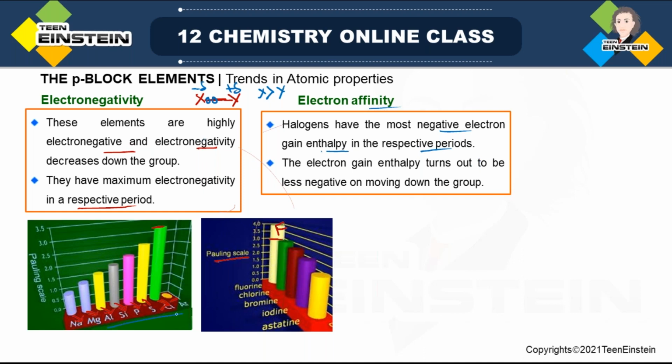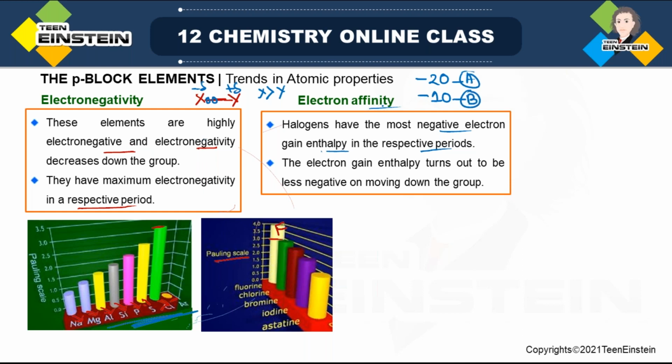So if you consider this third period from sodium, magnesium, aluminium, then chlorine will have maximum electron affinity. Now when we are saying maximum electron affinity, it is actually a highly negative value. Suppose there is minus 20, and another value is minus 10. If this is for element A, this is for element B.